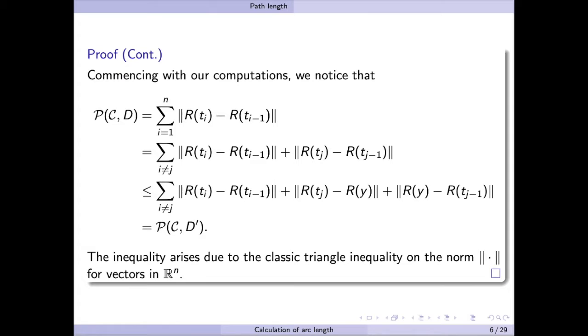Because y is a point that lies strictly inside this interval, we know that the norm of r of t sub j minus r of t sub j minus 1 is less than or equal to the norm of r of t sub j minus r of y plus the norm of r of y minus r of t sub j minus 1.